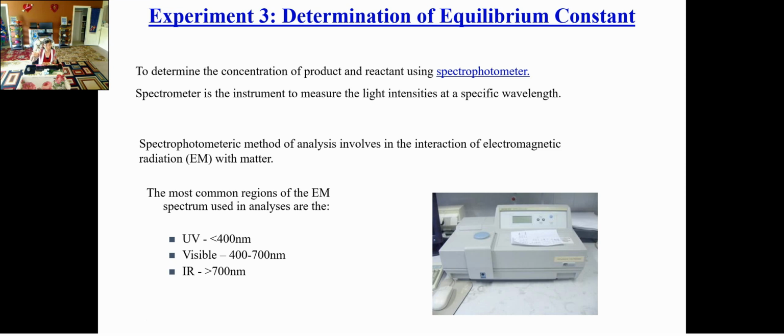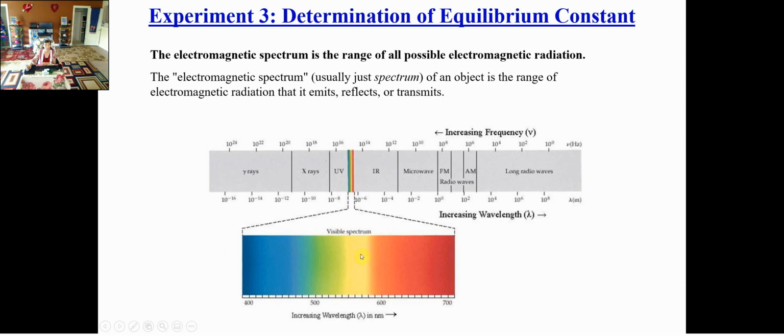You need to know how many nanometers. You figure it out. This spectrophotometric analysis involves the interaction of electromagnetic radiation with your substances. In our case, we are involved with UV light and visible light, particularly visible light. This diagram shows you electromagnetic radiation.